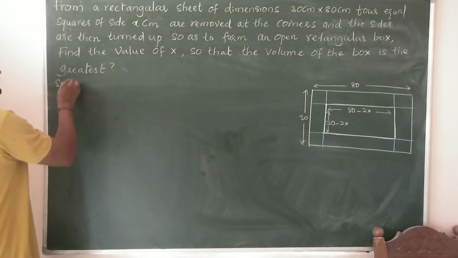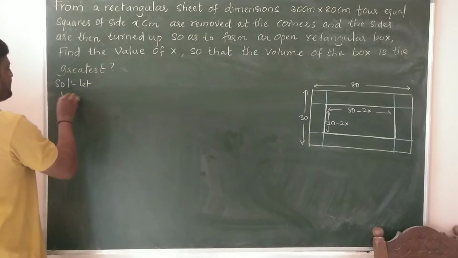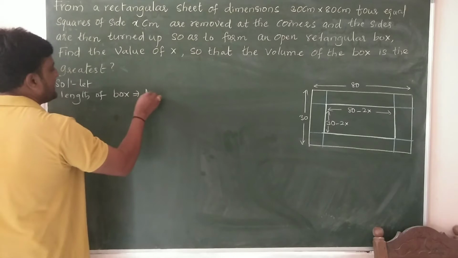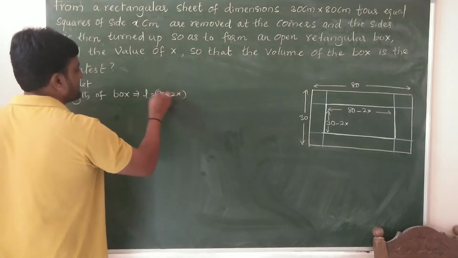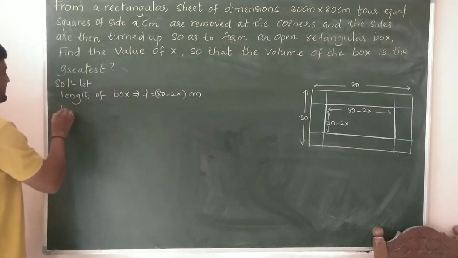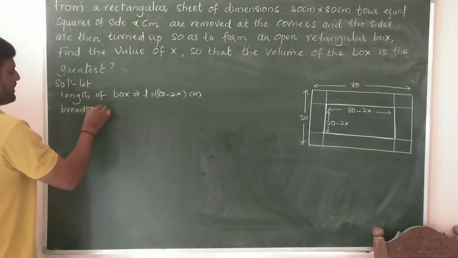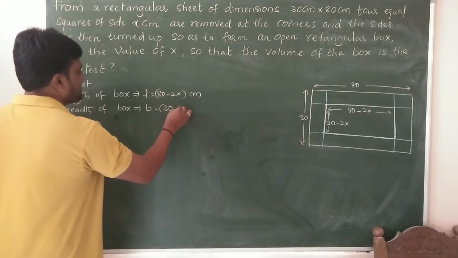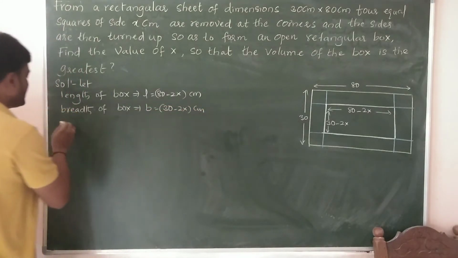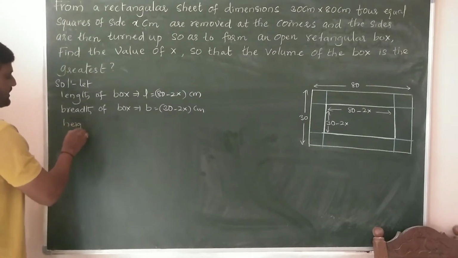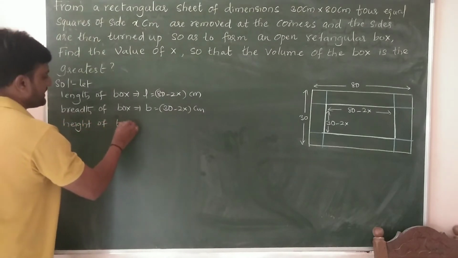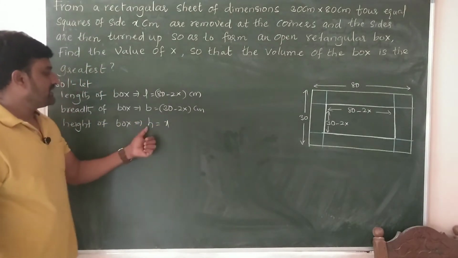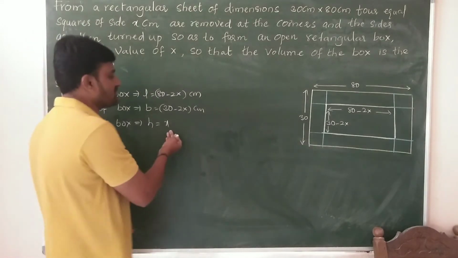Let us go with our solution. Let the length of the box L equal 80 minus 2x centimeters, and the breadth of the box B equal 30 minus 2x centimeters. Finally, the height of the box is x, so h equals x.